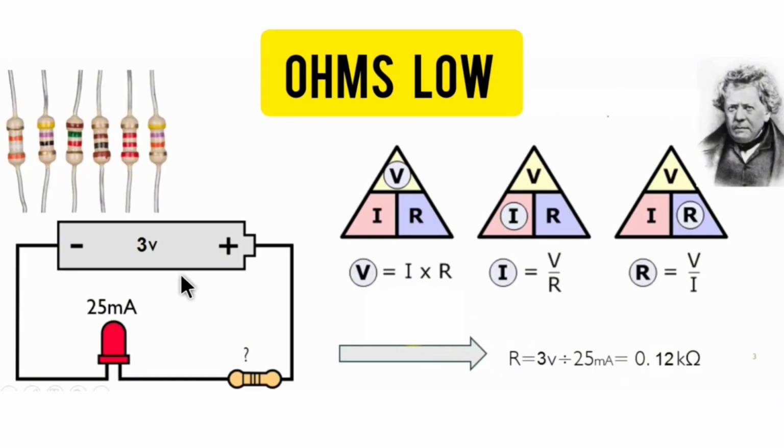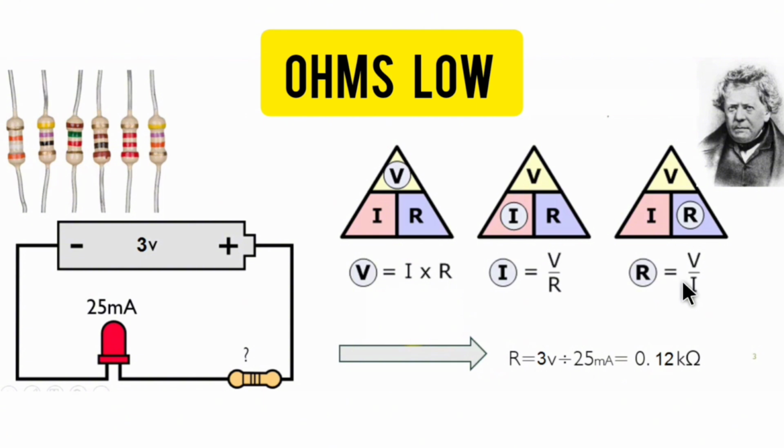Here we have Ohm's law, which you must be familiar with. Ohm's law shows the relationship between voltage, current, and resistance. If we have current and resistance, the product of these two gives the voltage. If we want the current, it is obtained by dividing the voltage by the resistance. And if we want the resistance, it is obtained by dividing the voltage by the current.